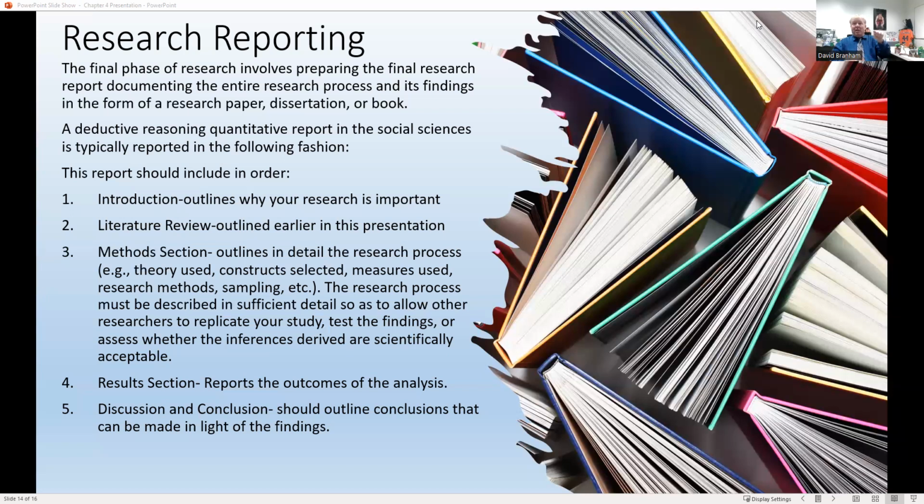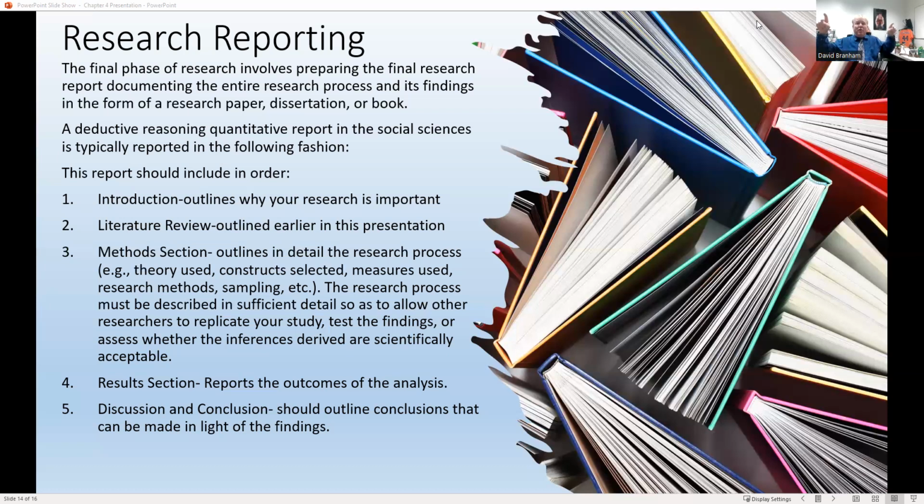The third section is the methods section, which outlines in detail the research process. Basically, every step that you take is in that methods section: the theory you use, the constructs that you select, how you're measuring those variables. How did you do that? How did you collect your sample? And so forth. All of that is in the method section.